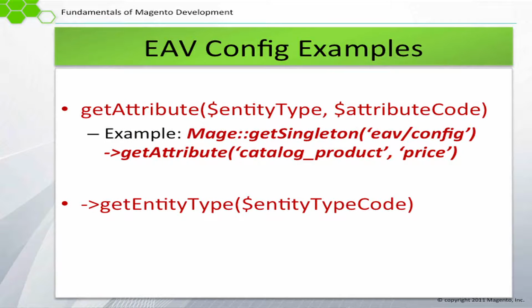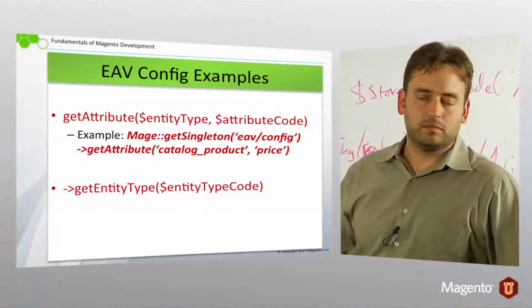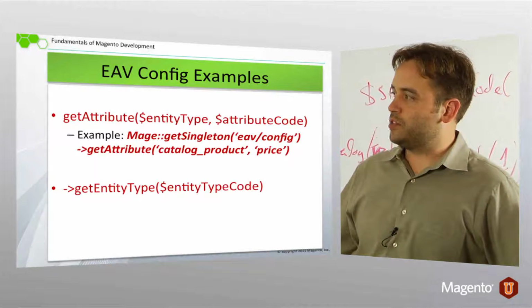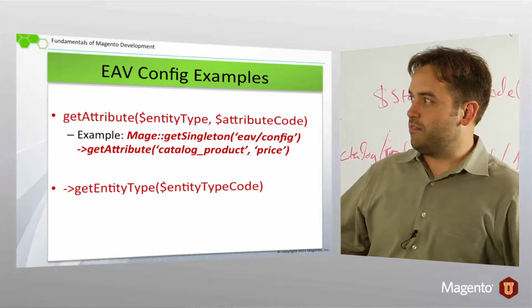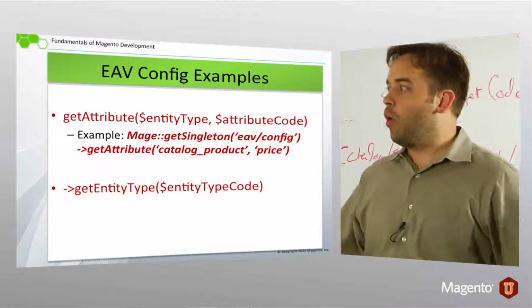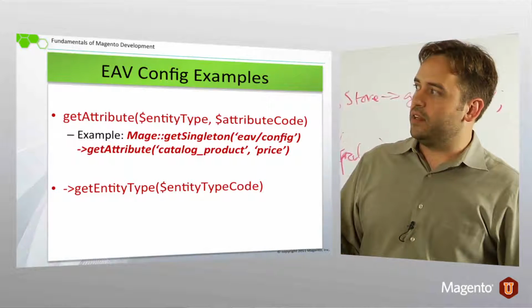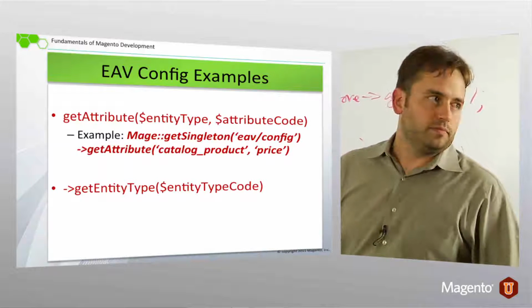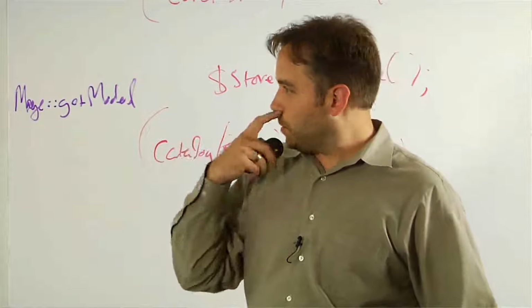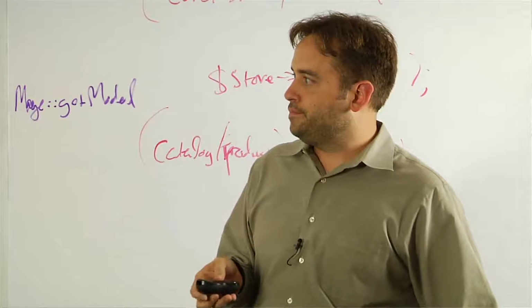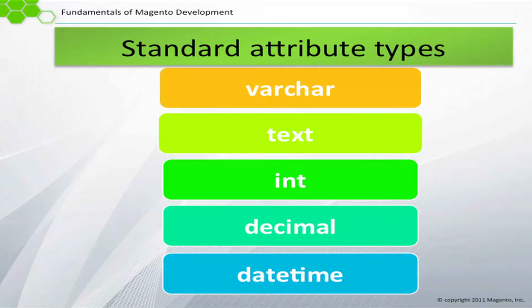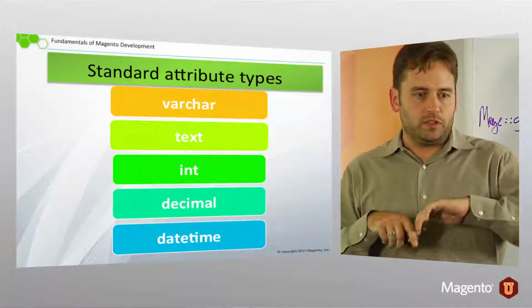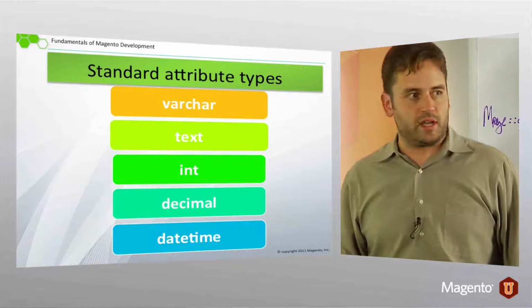So, get attribute: entity type, attribute code. So we'd specify catalog product, for example, and the attribute that we want to get. This we could do anywhere. To find out information about this price attribute, Mage get singleton, EAV config, get attribute, specify a product type, or we can also simply use that entity and get the attribute. Let's see, get entity type code. All right, and we can also, I don't know why that's there. All right, so as a refresher, our standard attribute types. These are available to us, and they have storage already mapped for us. Varchar, text, int, decimal, and date time.